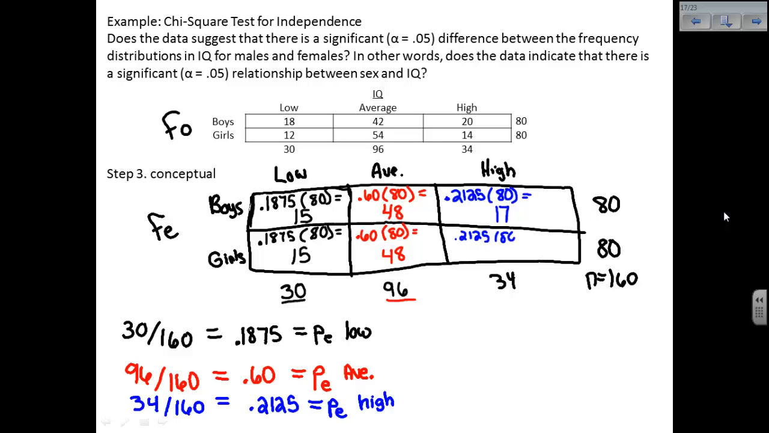80, 17. So if there's not a relationship between sex and IQ, then we would expect a sample with 160 people in it to have 15 boys and 15 girls with low IQ, 48 boys and 48 girls with an average IQ, and 17 boys and 17 girls with a high IQ.